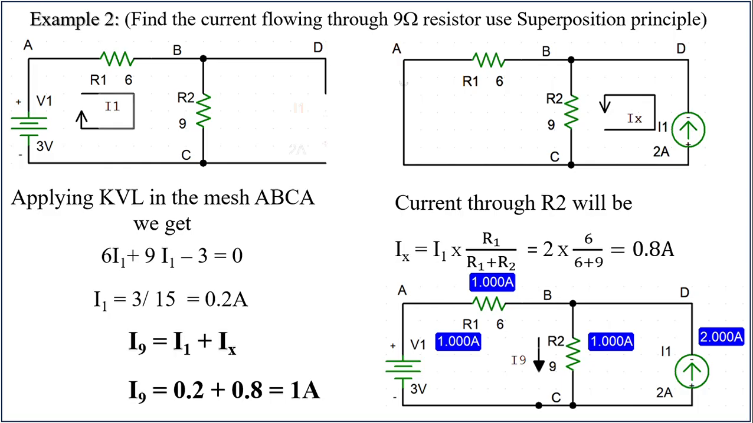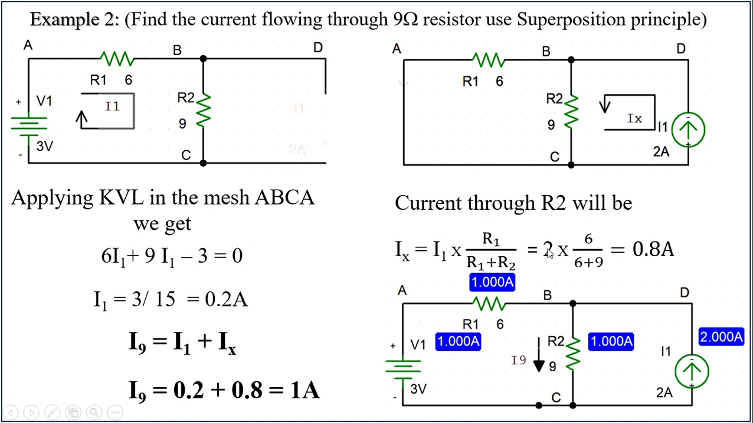If two resistors are in parallel with each other and the whole arrangement is in parallel with a current source like this, then you can directly use this formula in order to find the current in a particular branch, or you can apply nodal analysis also. But nodal analysis is a lengthy process, so you need not apply it now. You can use this shortcut formula in order to find the current in this branch.